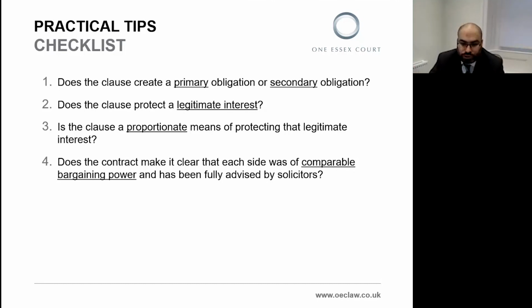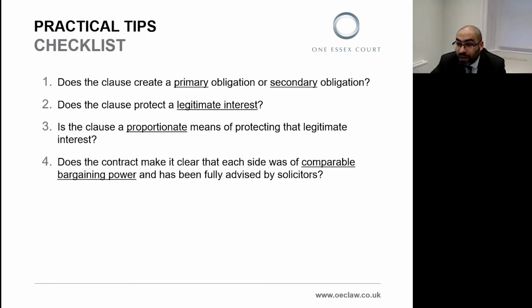There are numerous legitimate interests, and I've referred you to the list from Chitty on Contracts as to some possible legitimate interests. And really, it's going to be decided on a case-by-case basis. What is the legitimate interest here that the clause is seeking to protect? And when drafting these clauses, it's important to identify what legitimate interest you are protecting by drafting this clause.